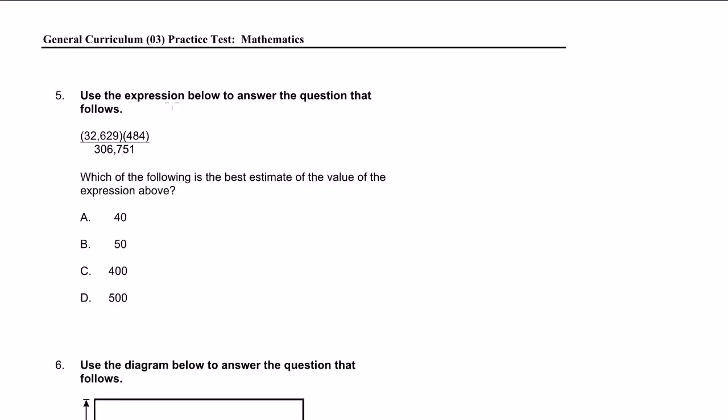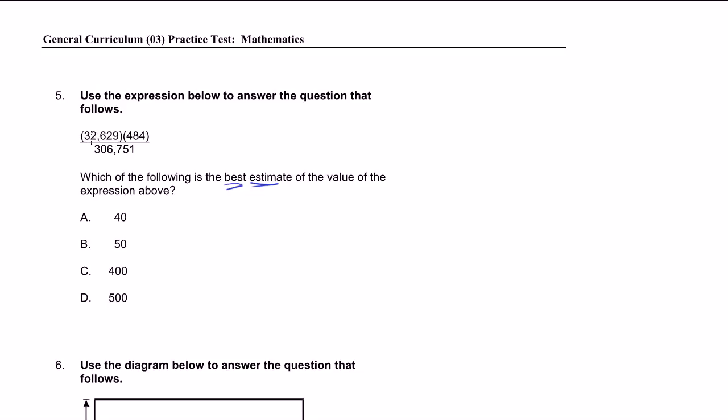Problem 5. Use the expression below to answer the question that follows. Okay, there's my expression, and here's the question that follows. Which of the following is the best estimate of the value of the expression above? When they want a best estimate, it's really just saying you don't have to do all of the math. Just round everything and try to figure out what this is saying.